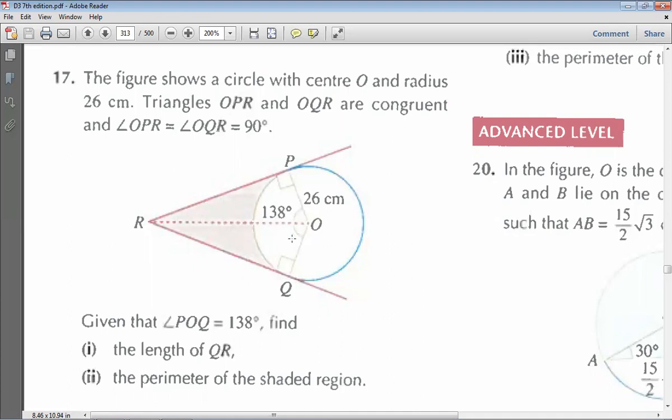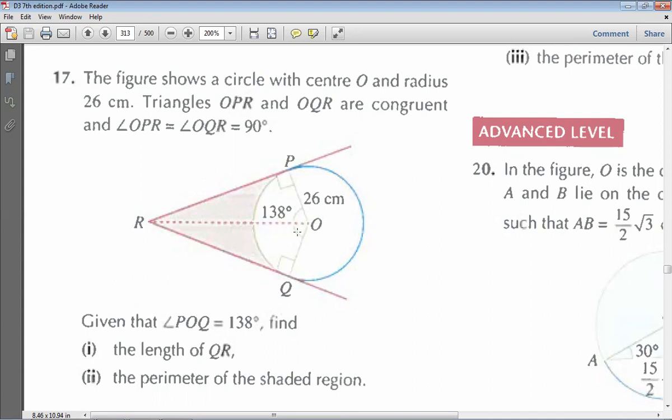So I can tell how much angle is here and how much angle is here. Just simply divide 138 by 2. Then it will be a right-angle triangle and you can play with it. They want us to find the length QR. Because both these triangles are congruent, this side is 26 centimeters, and this side is also 26 centimeters. This is the radius, this is the radius. Both radii are 26 centimeters. And this angle will be half of 138.